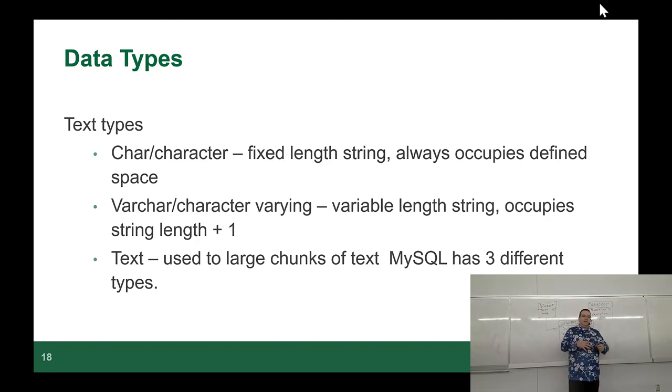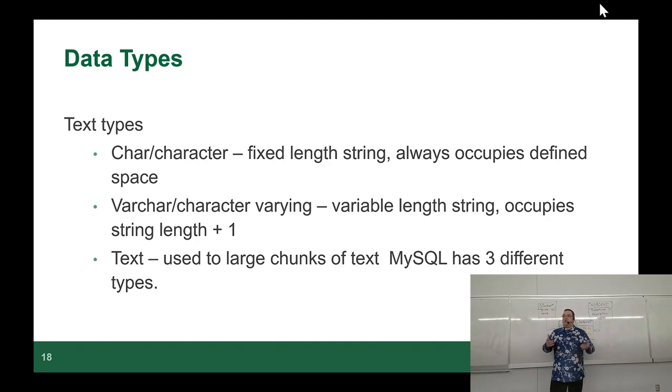Text types. Text is used to store large chunks of text. Every other database engine other than MySQL has a text type that is basically unlimited. Postgres is a good example. You can drop a piece of text into a text field for the maximum size of a file on the disk. A single text field in Postgres could theoretically hold the entirety of the Wikipedia if you wanted to do that yourself. Not a good idea, but you could do it if you wanted to.